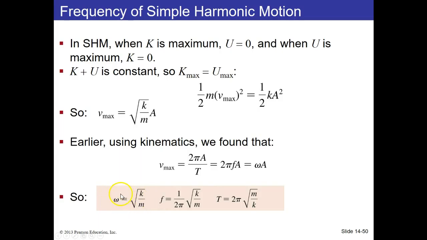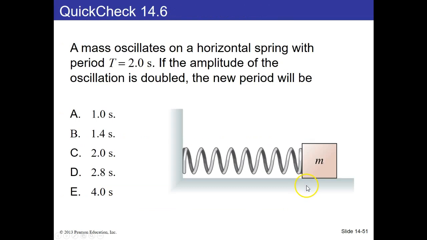So now we can say that our omega is equal to the square root of k over m. And our frequency would be 1 over 2 pi times the square root of k over m. So here is our overall equation. The period of a mass oscillating on a spring should be equal to 2 pi times the square root of m over k. So we've actually gone through and done the entire derivation for the period of a mass oscillating on a spring. So here's just a really quick application.